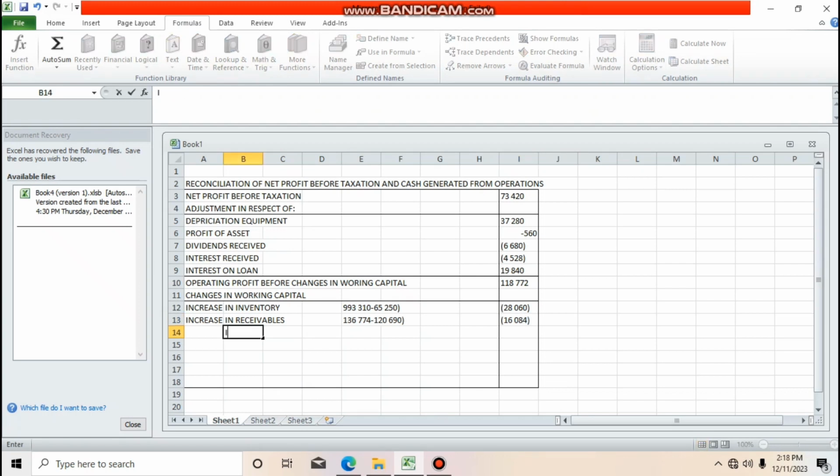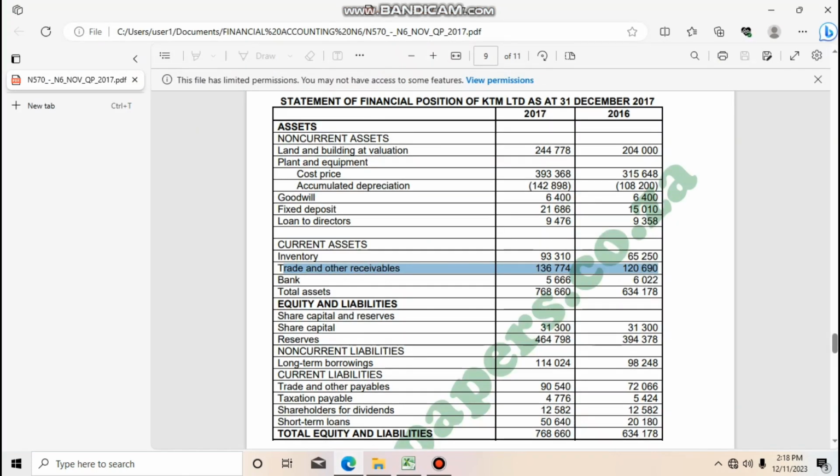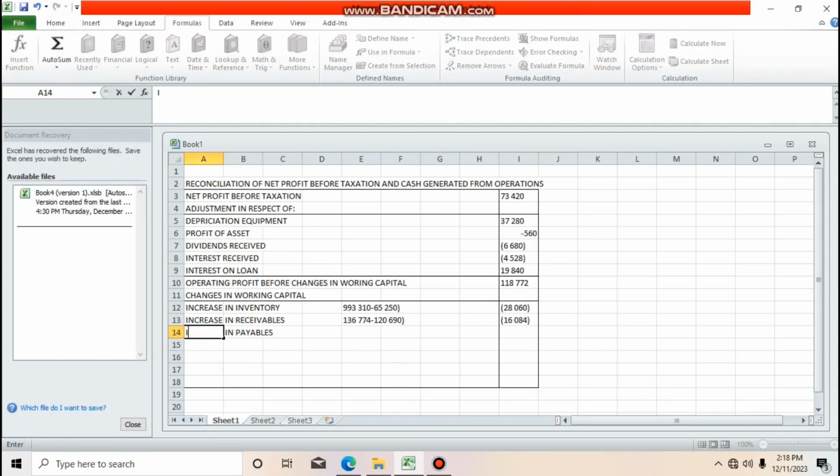Okay, so we're going to find the changes in payables. So the changes in payables, we're going to find the payables under the current liabilities. Here's the trade payables. Looking at the trade payables, the previous amount we had 72066, and the current amount we have 9540. So it's an increase, right?